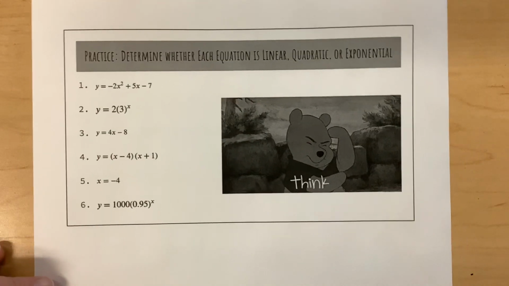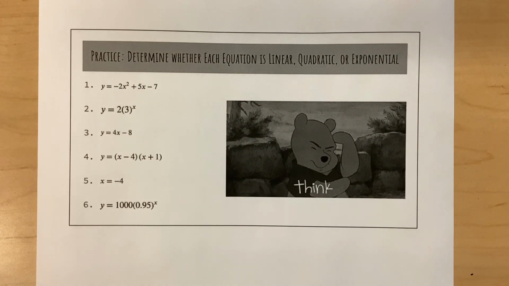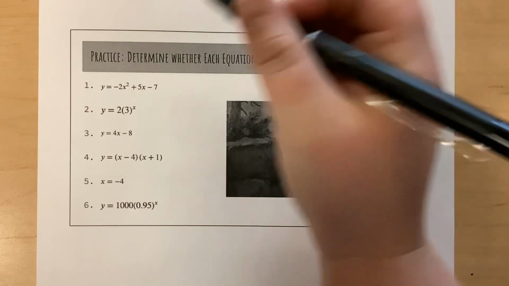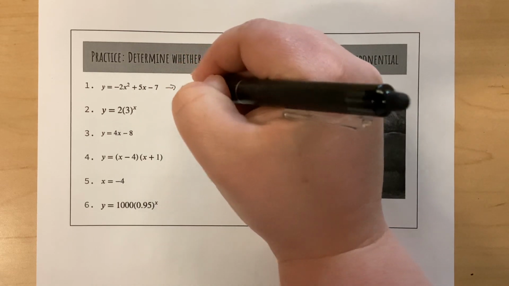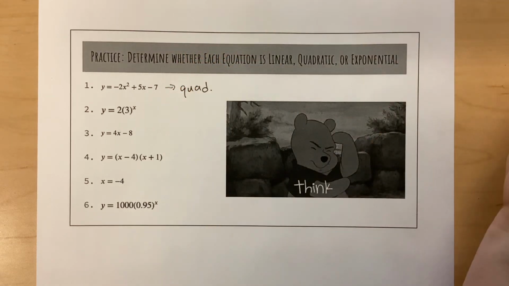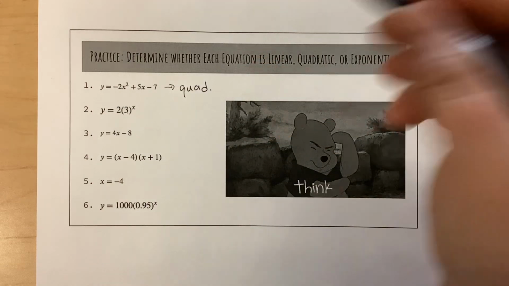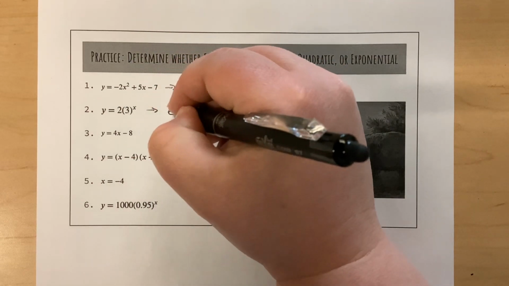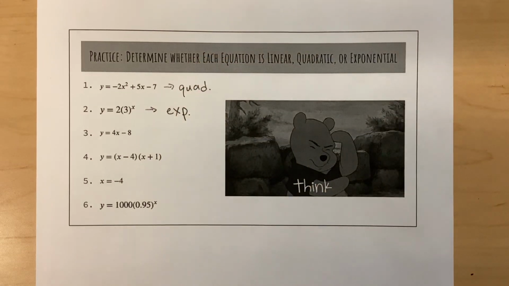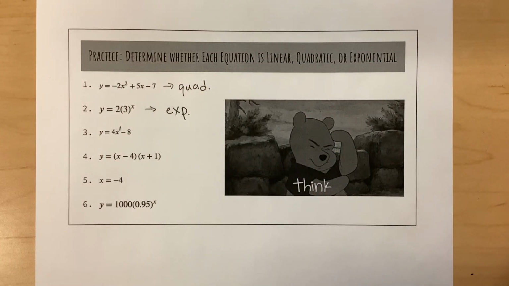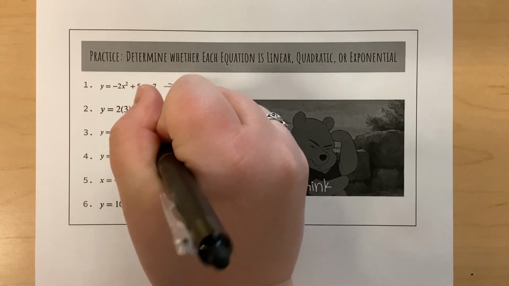All right, so here are some practice problems. Number 1, we have y equals negative 2x squared plus 5x minus 7. The degree here is 2, so that means this one is quadratic. Number 2, y equals 2 times 3 to the x. The degree is x, so this one is exponential. Number 3, y equals 4x minus 8. Even though it's not there, there's an invisible 1 on that x for its exponent, making it a degree of 1, making it linear.